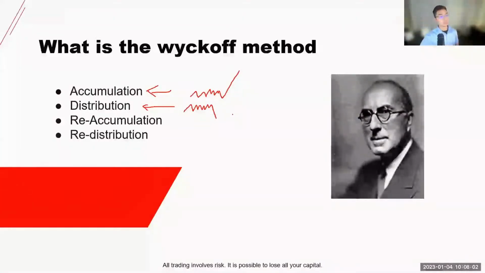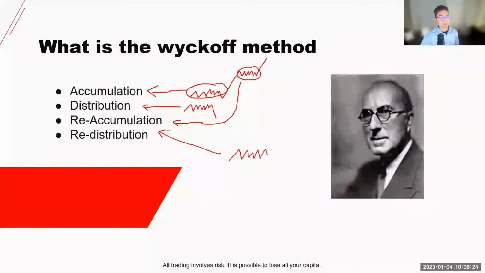So this is distribution. What is reaccumulation? Reaccumulation is when it looks like this area. Prices go up already, reaccumulate and continue moving higher. So this is reaccumulation, this is accumulation, and this is distribution. What is redistribution? Redistribution is when price distributes, goes down, redistributes, and goes down again. So this area is the redistribution.